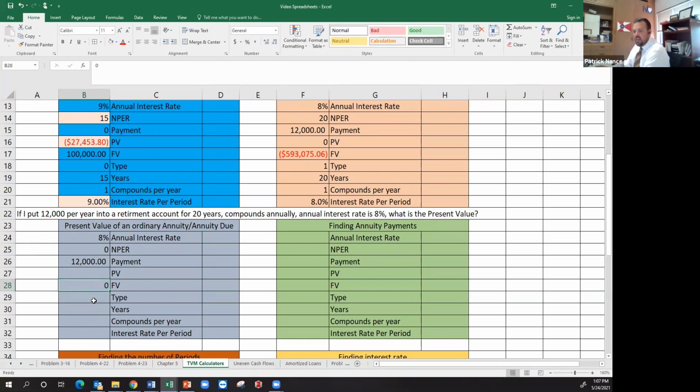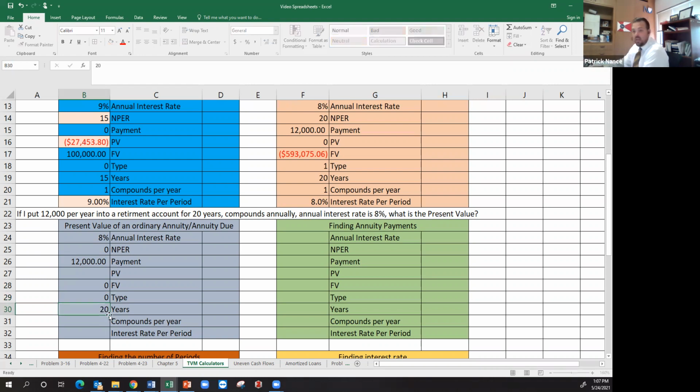Future value, you'd fill that in if this problem said, I'm putting $12,000 in a year every year for the next 20 years. And then on that 20th year, I'm going to put an extra $100,000 in. That would be where I'd put the $100,000, the future value. I'm not doing that here, but if that were the case. Type, we're going to start this with being an ordinary annuity, and then we'll switch to an annuity due.